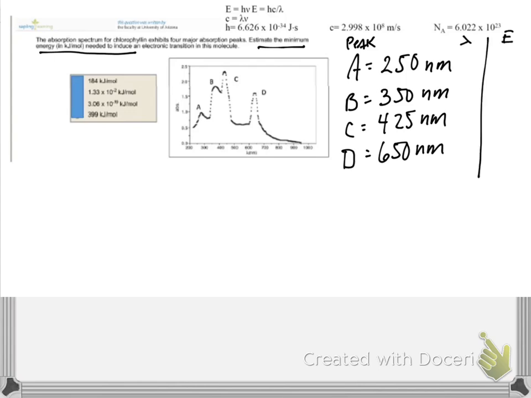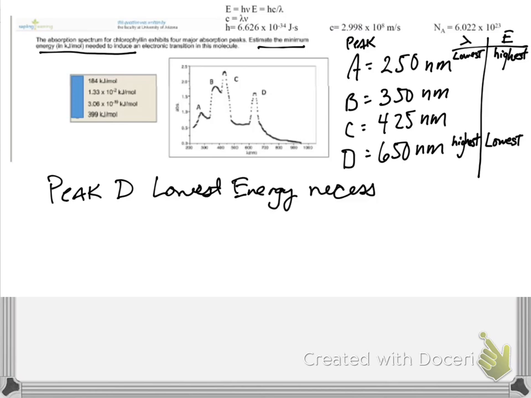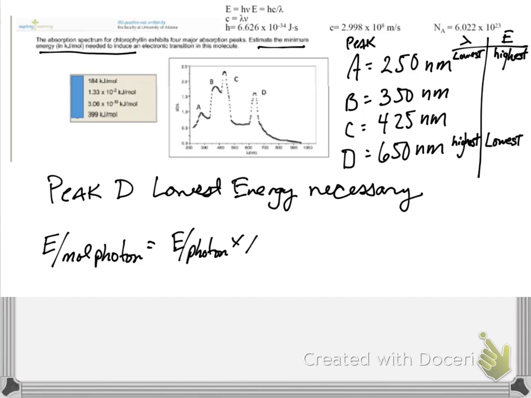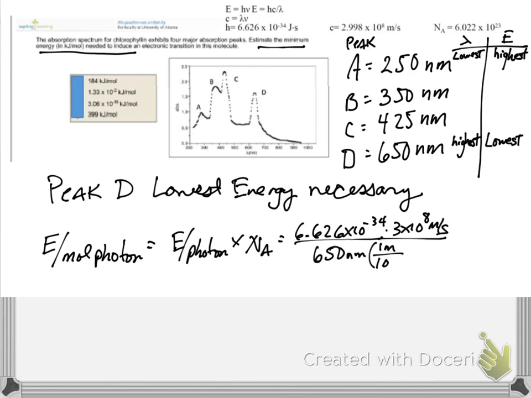What we want to do is rank the wavelengths and energy. So 250 is definitely the lowest wavelength, so it's got to be the highest energy. 650 nanometers definitely has to be the highest wavelength we see, and then correspondingly would be the lowest energy. So peak D is the lowest energy necessary to excite this molecule. The energy per mole of photons is the energy per photon times Avogadro's number. We take 6.6 times 10 to the minus 34 times 3 times 10 to the 8 meters per second. Convert the wavelength into meters and multiply by Avogadro's number.